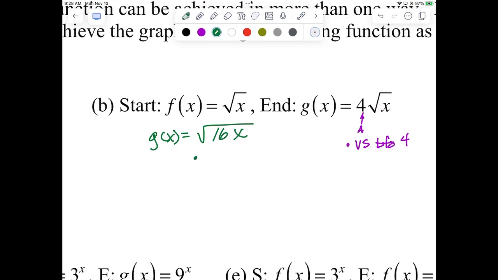So now that turns it into a what? This is a b value again. Horizontal compression by a factor of 16. Okay, good. Remember doing this earlier in the year? Yes, piece of cake. It's just review.